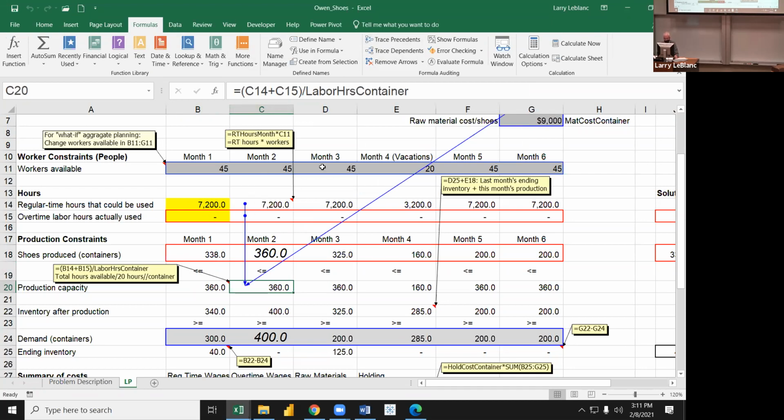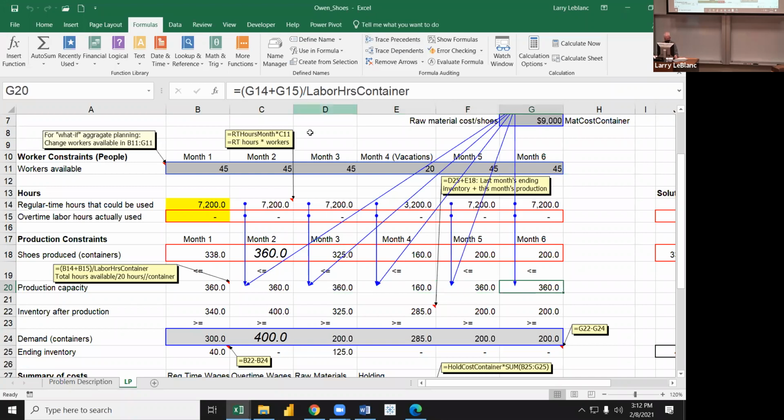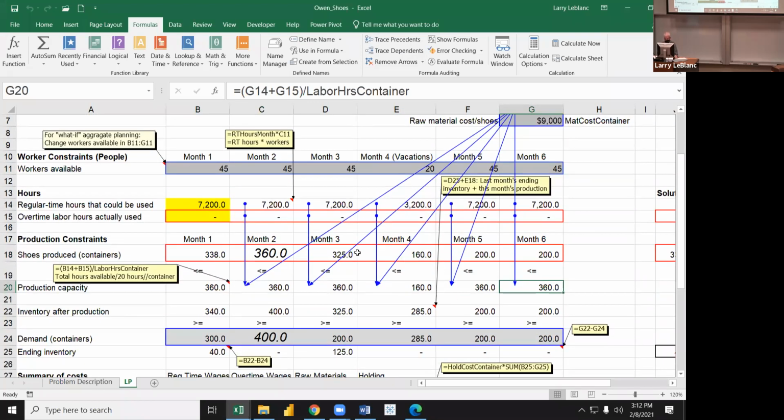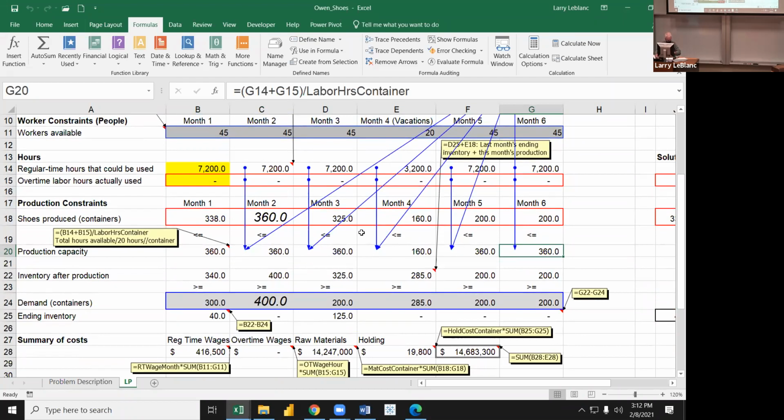In month 2, the capacity again is the summation of the hours in the current month, calculated regular time hours plus overtime hours. The capacity is 360. We choose to produce 360. Let me ask you to review rows 1 through 20, including glancing at these named ranges. I'll give you 3 minutes.